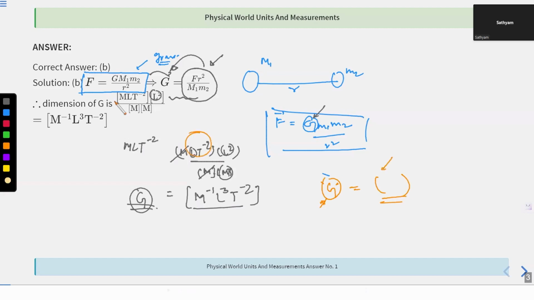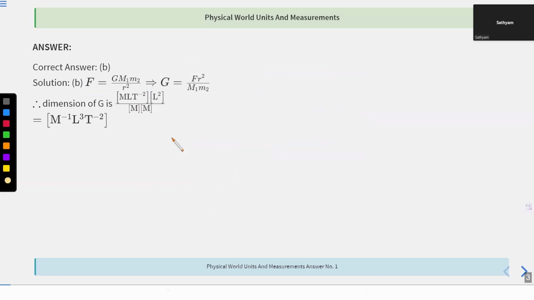Like for force, then you have your radius, then you have m1 and m2, right? So I hope this is clear, right? Let's move to the next question.